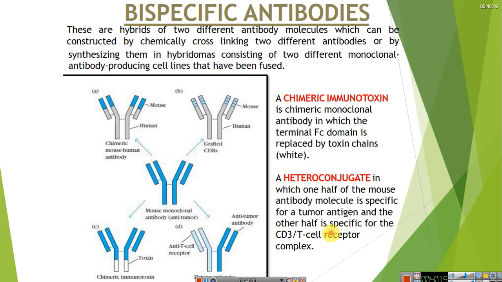Now, bispecific antibodies. See, these are the hybrids of two different antibody molecules, which can be constructed by chemically cross-linking the two different antibodies, okay, or by synthesizing them in a hybridoma consisting of two different monoclonal antibody producing cell lines that have been fused.